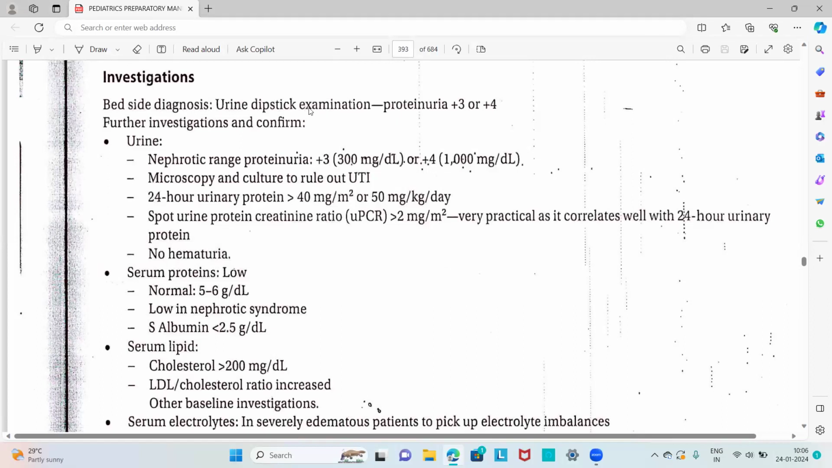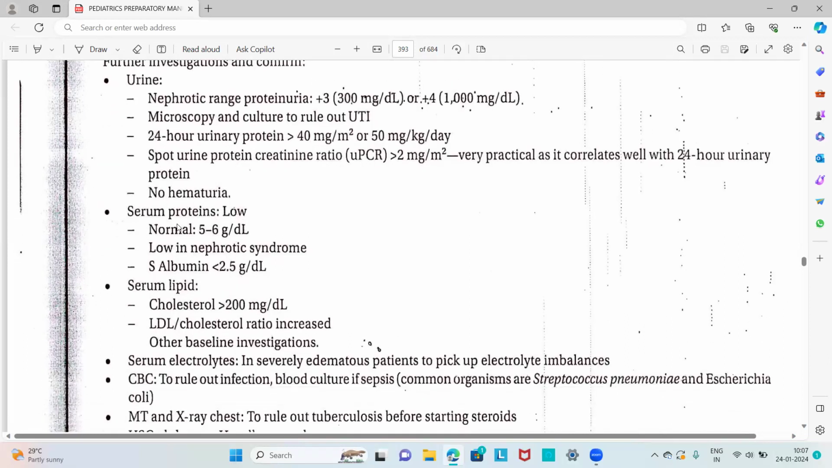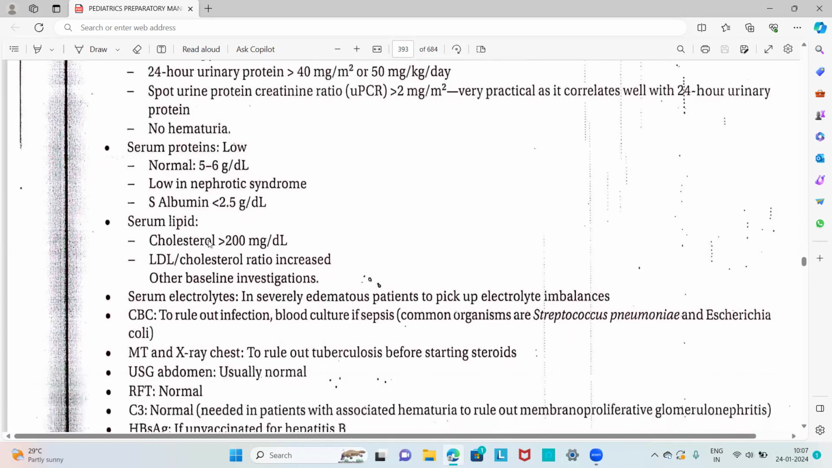When we get proteinuria on the urine dipstick examination, we have to further investigate the patient and confirm the diagnosis. The further investigations include urine routine, nephrotic range proteinuria 3 plus or 4 plus, microscopy and culture to rule out urinary tract infection, 24-hour urinary protein greater than 40 milligram per meter square per hour, and urine protein creatinine ratio greater than 2, and no hematuria. These are the findings in the urine in nephrotic syndrome. The serum proteins will be very low. Serum albumin is less than 2.5 gram per deciliter. That is also an investigatory finding in nephrotic syndrome.